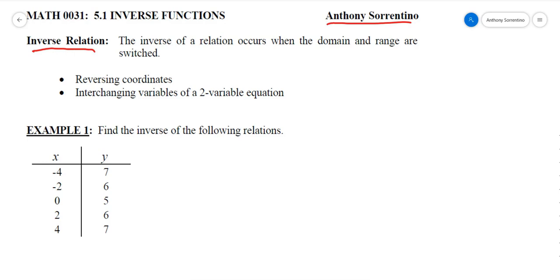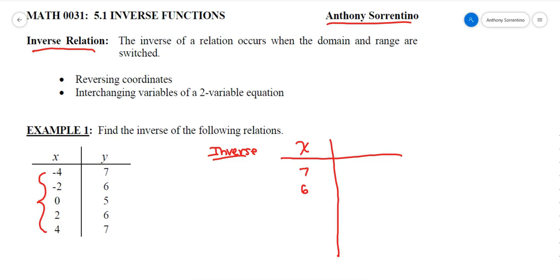So for instance, this relation here. Now this is a function. You notice that all the x values are only mentioned once. So every x is paired with exactly one y. But if I want to say what the inverse is, my x's and y's interchange. So the x coordinates would be the 7, the 6, the 5, the 6, the 7. And the y's would be the -4, -2, 0, 2, and 4.